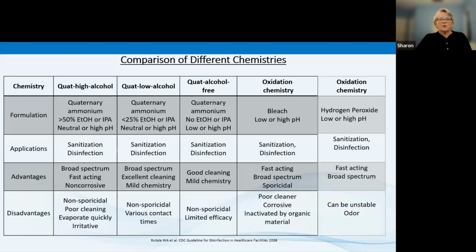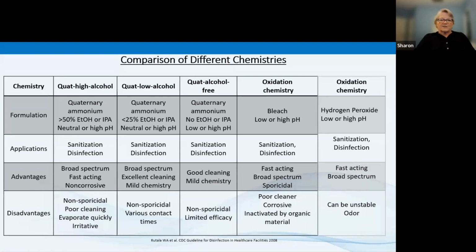Then we have our quat low alcohols. These are broad spectrum. They're good cleaners. They have a mild chemistry. They are non-sporicidal, and you'll find them with various contact times, anywhere from 1 minute all the way up to 10 minutes. Then we have our quat alcohol-free. These are good cleaners. They have a mild chemistry. They are non-sporicidal, and they have limited efficacy. And the reason for that is because quat alcohol-free means that there's just a quat in there. And although quats are good cleaners, they don't have a broad spectrum of bacterial activity. So they need something else in there to give them that bump.